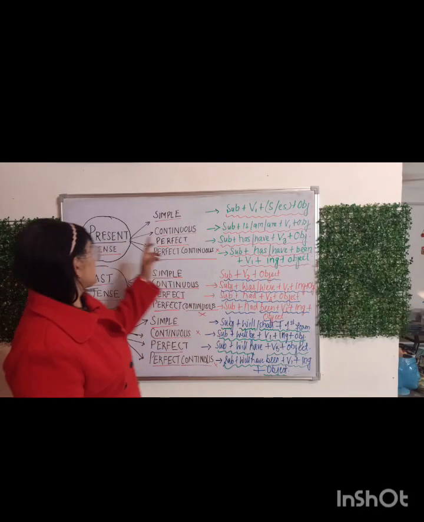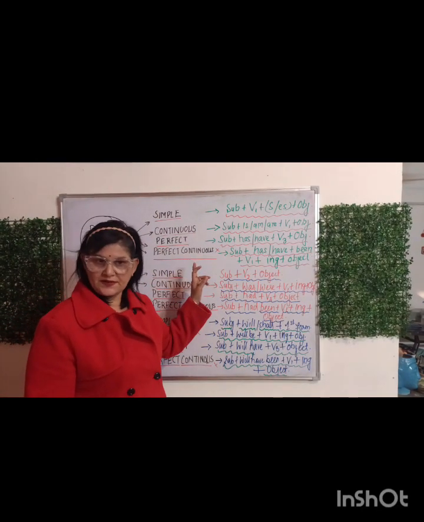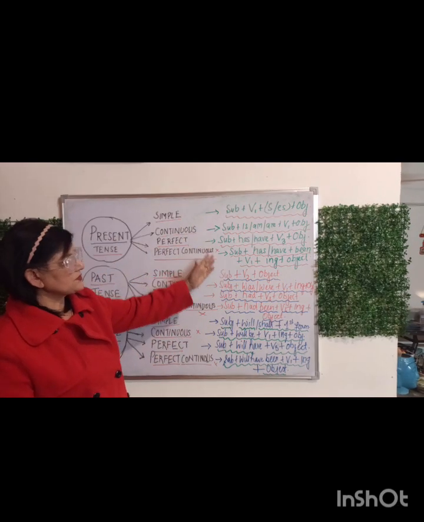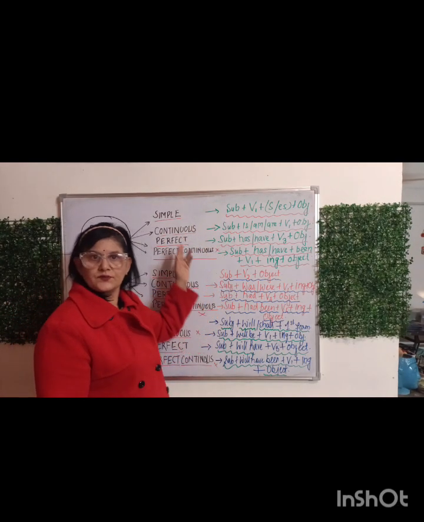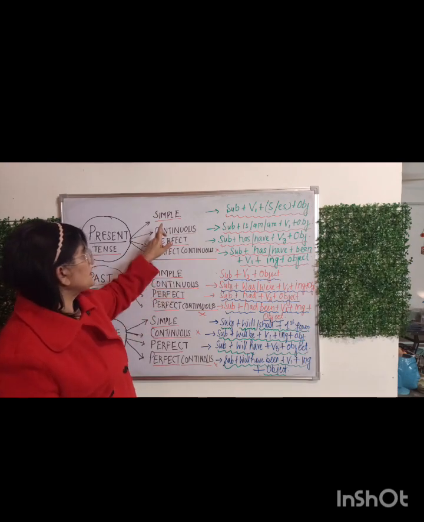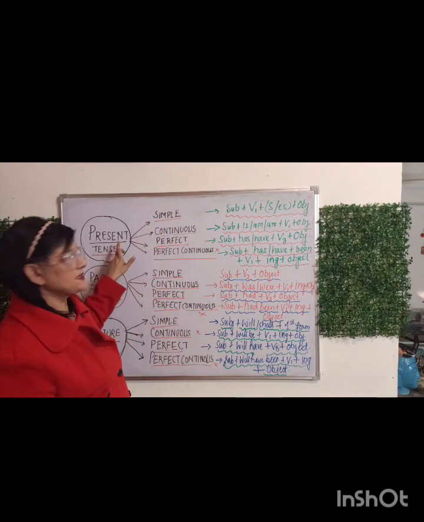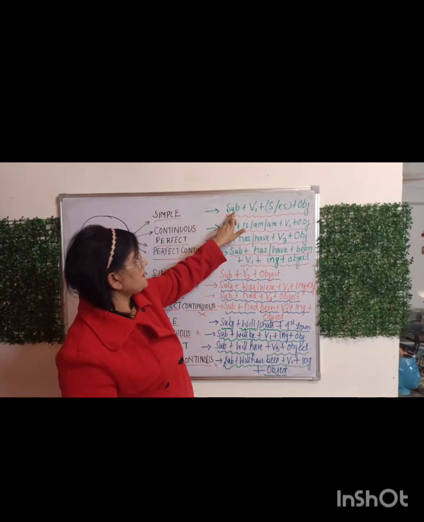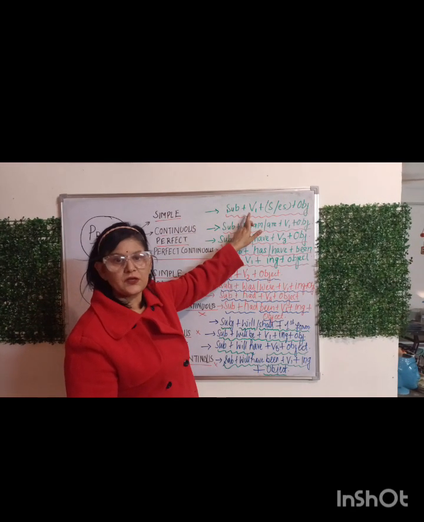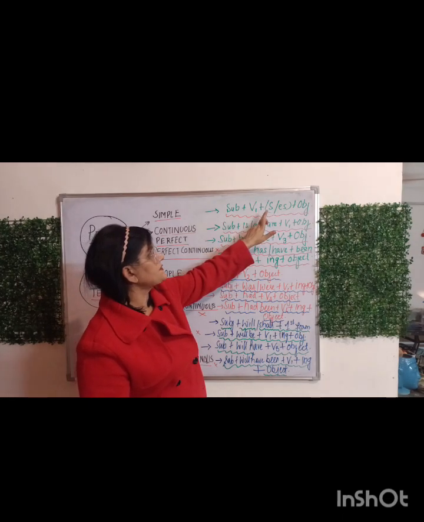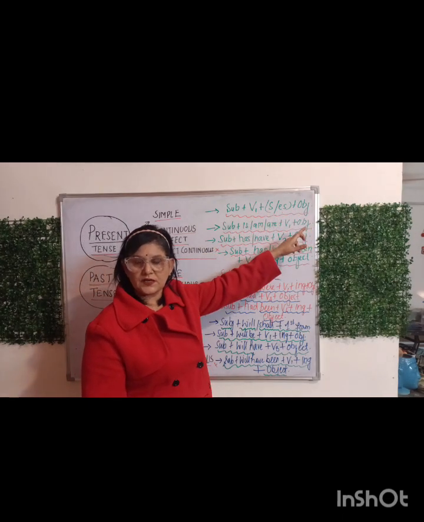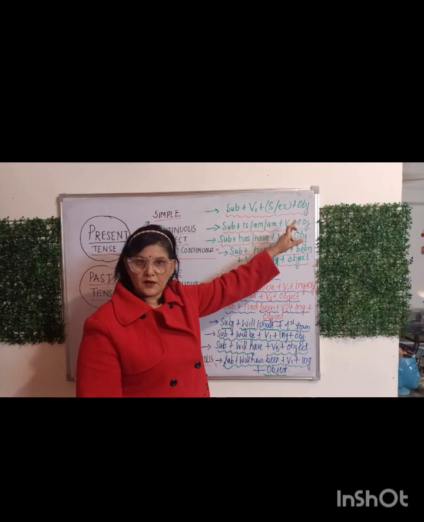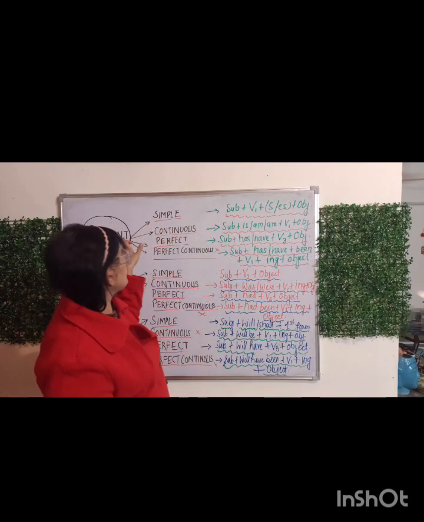As I've already discussed the parts of the tenses, now I'm going to tell you about the formulas of the different tenses. So let's start with the first one, present tense. What is the formula for present tense? Subject plus verb first form, V1, plus S or ES plus the object. Like Ram killed Ravana. So this is for simple present tense.